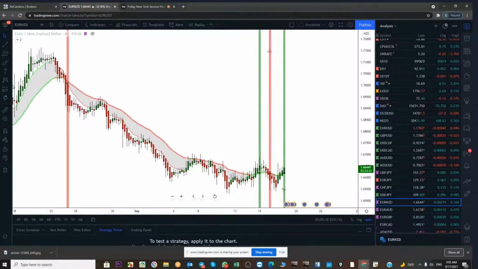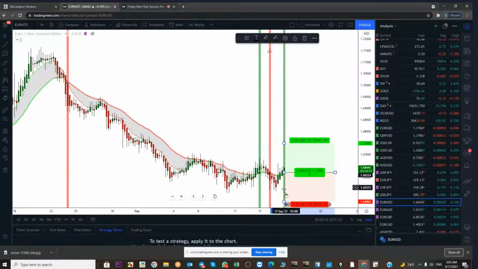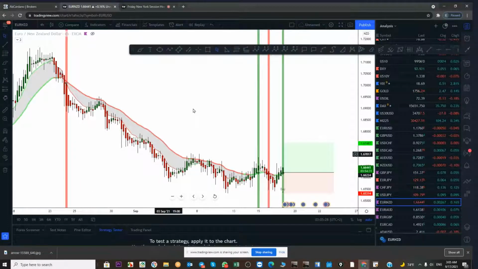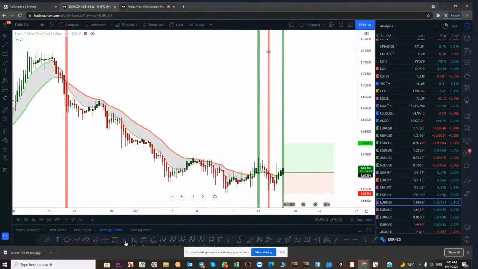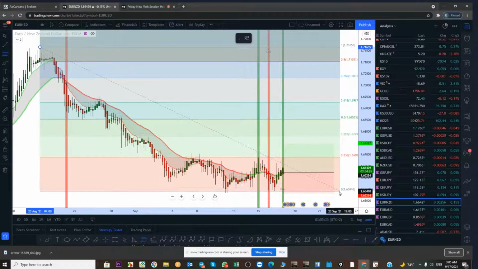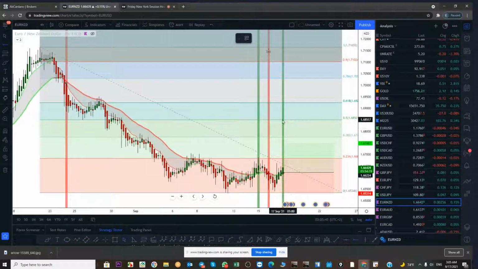So basically, Euro New Zealand is a long position right here. We can take this one. Stop loss should be around down there. How you set your target is, you can just run your fib from the top down here, and you set the target between the 50 and 61.8 levels.